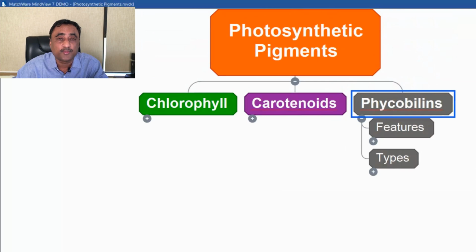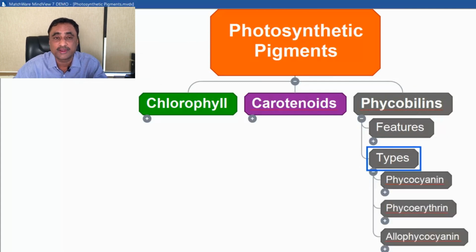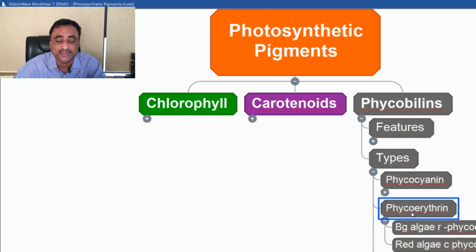Now let's talk about the third and last pigment, phycobilins. What are the important features of phycobilins? Again, these are water soluble, unlike the previous two. And they contain copper, which is again very important. If you talk about the types, three types have been recognized: phycocyanin, phycoerythrin and allophycocyanin.